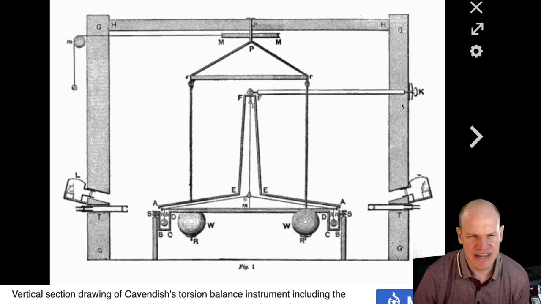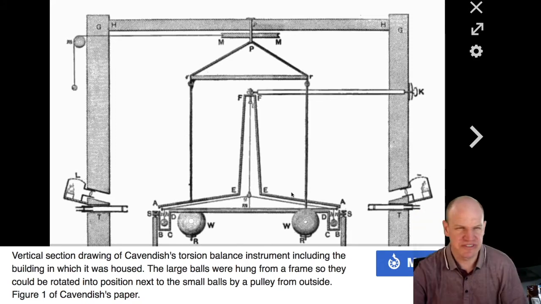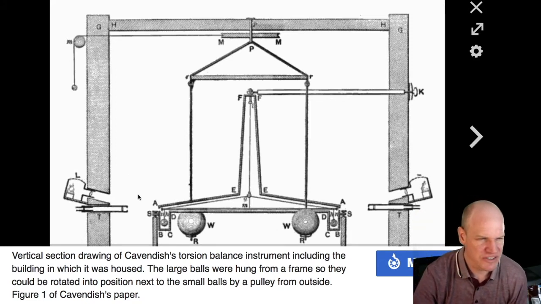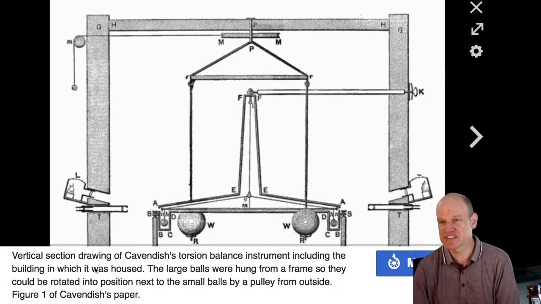All right, and then he has this pulley system out here, this K, where he can change the orientation, make adjustments, and there's another one up here as well. Vertical section drawing of Cavendish torsion balance, including the building in which it was housed. So you have to have this in a building.